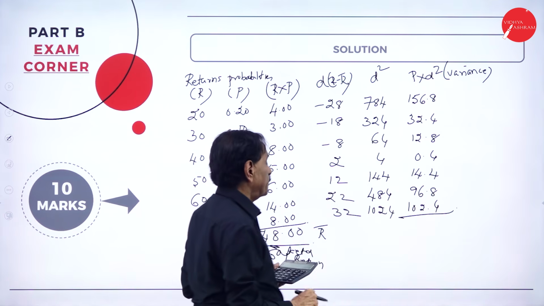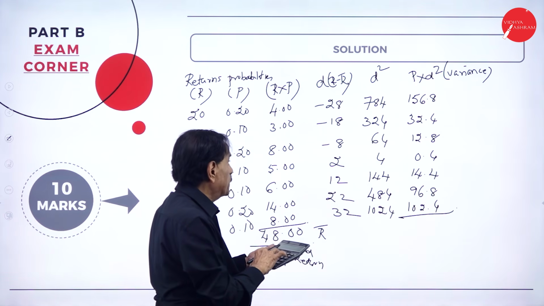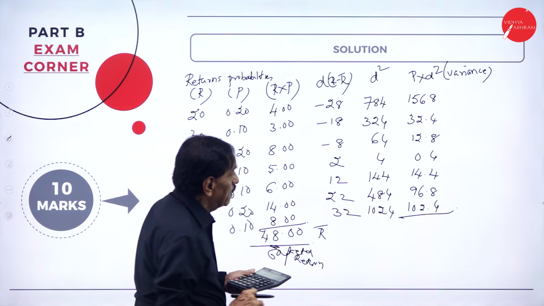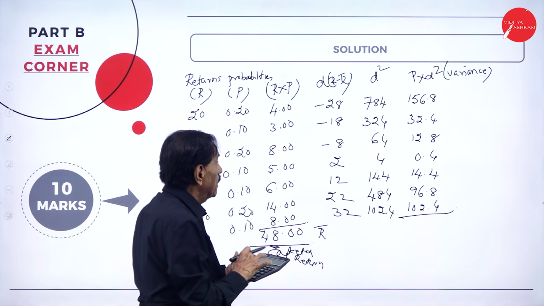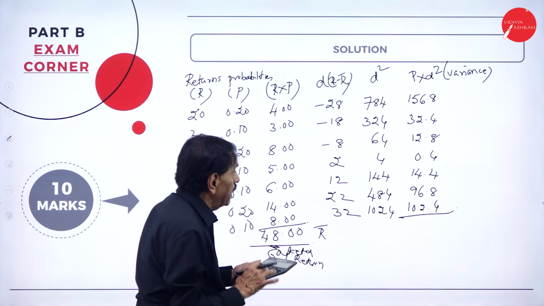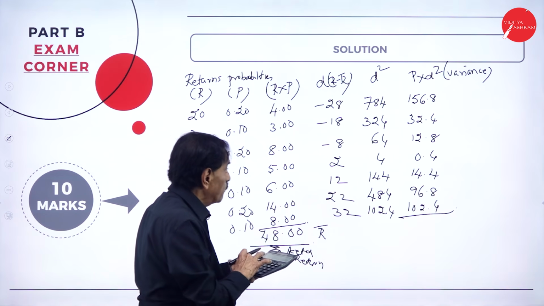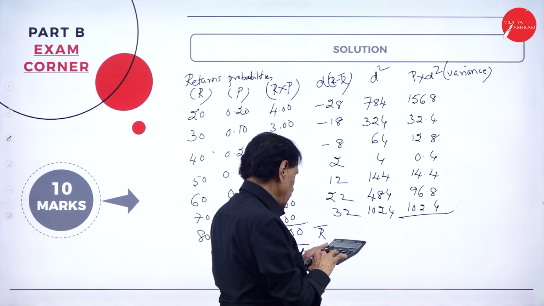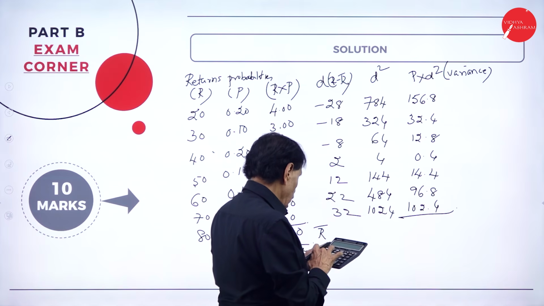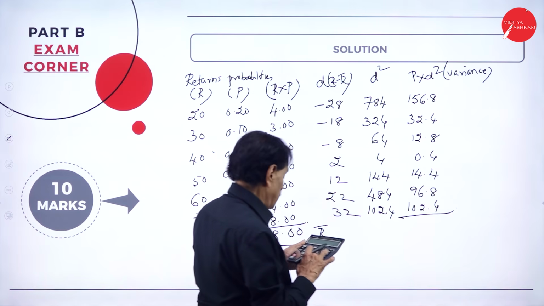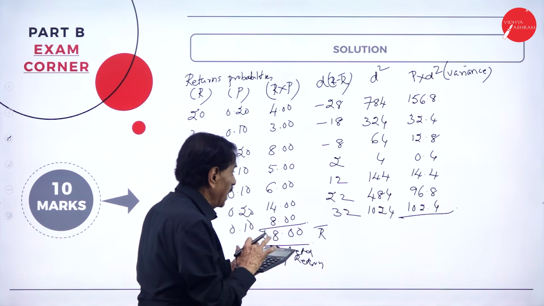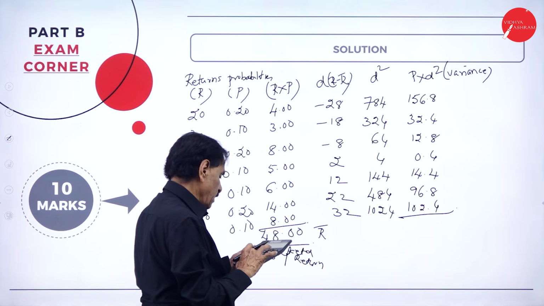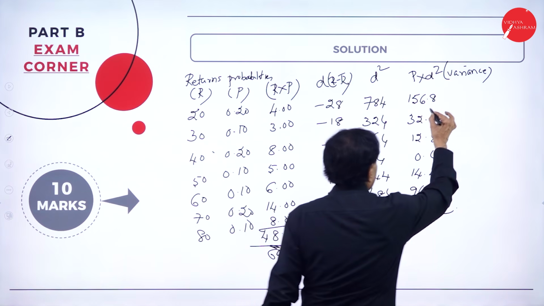Add the figures. 156.8 plus 32.4 plus 12.8 plus 0.4 plus 14.4 plus 96.8 plus 102.4 is 416.